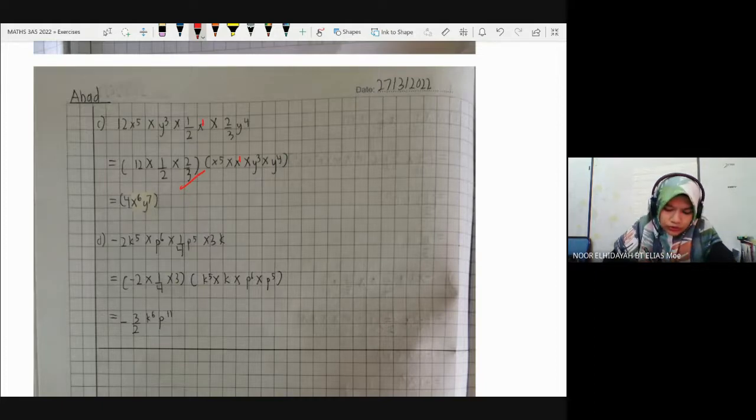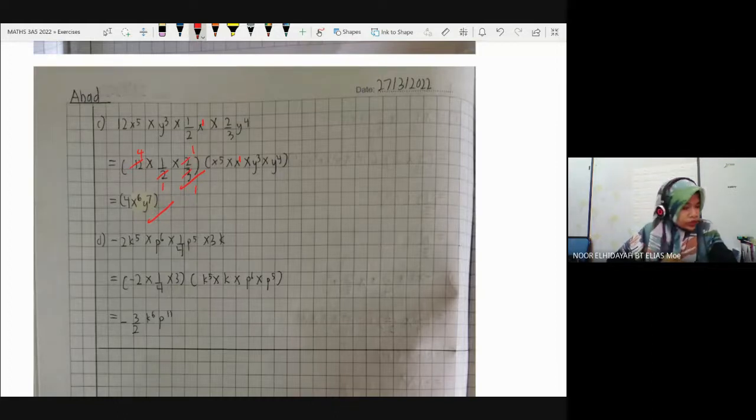So you solve this one, simplify, you get 4 x power of 6, y power of 7. Yeah. Okay, tak letak dalam bracket pun tak apa. Okay, no need to put in the bracket.